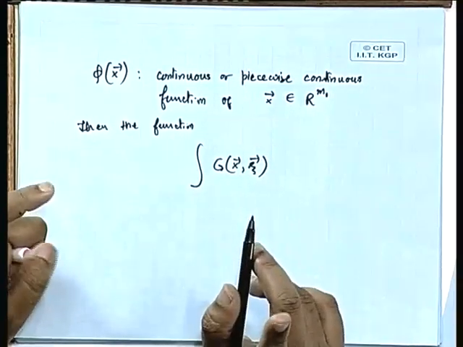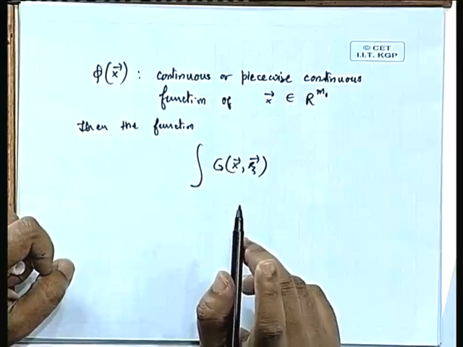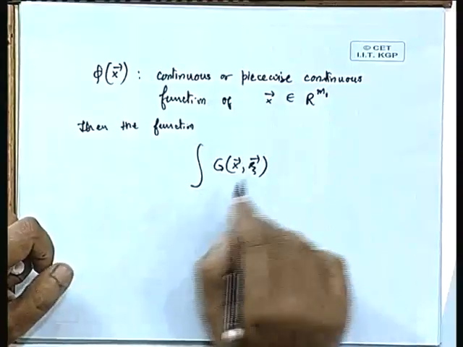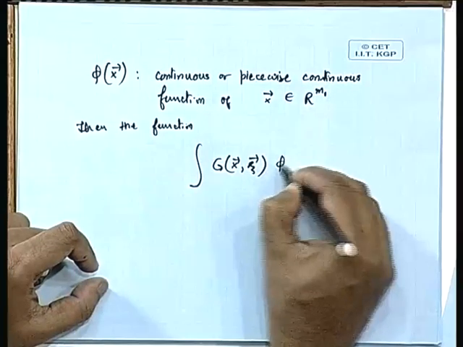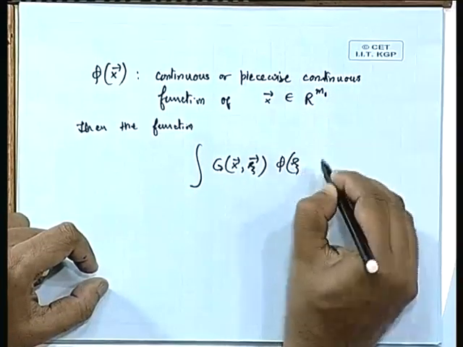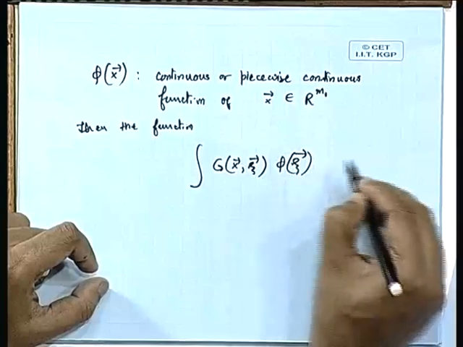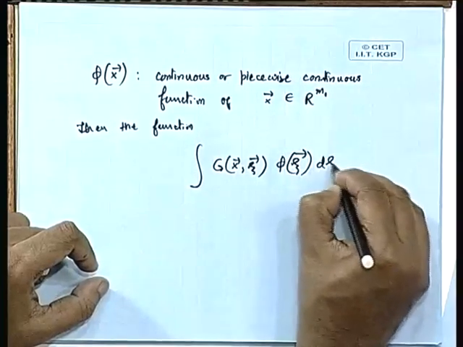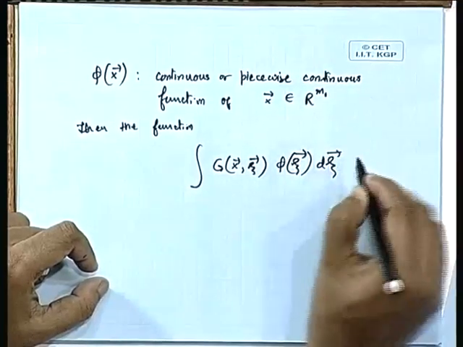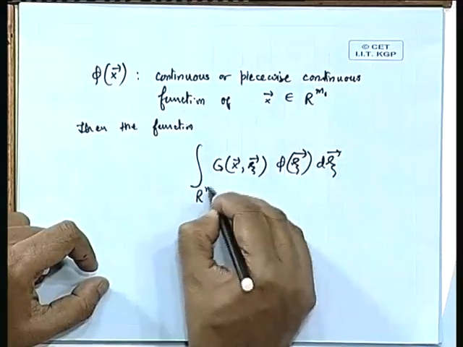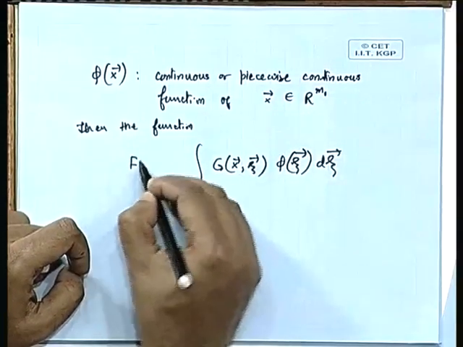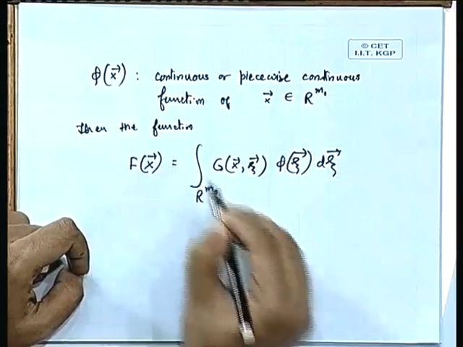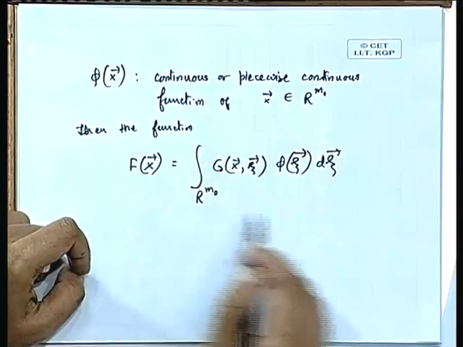Mind you, every time we have to define a Green's function, we have to say it is a Green's function with respect to what operator. So, it is a Green's function with respect to operator L, and then we take an integral of this, that is, we multiply this Green's function with phi of zeta, d zeta, and then we integrate this over the Rm0 space.